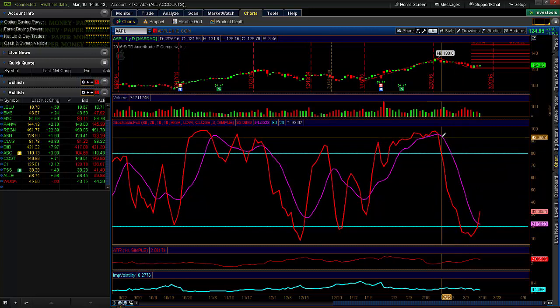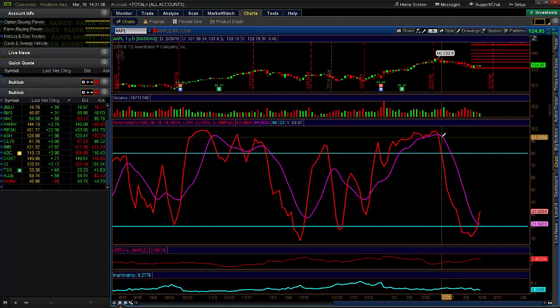Now, George Lane, who created stochastics, basically said that in an entire range, on an entire trend, it goes from 0 to 100. Well, in terms of that, we're willing to give up 20% of the bottom, and we're willing to give up 20% of the top, which is your 80 and your 20 zone on stochastics, and that's where you're going to basically buy and sell.